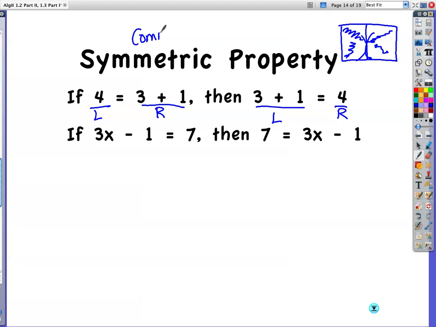Commutative property would be 3 plus 4 is equal to 4 plus 3. That's it. That's all you got. Okay, where symmetric property, you have like an entire mathematical thing here equal to another one. And then always that if-then statement kind of gives it away too. All right, here's another one. If 3x minus 1 equals 7, then 7 equals 3x minus 1. Okie dokie.